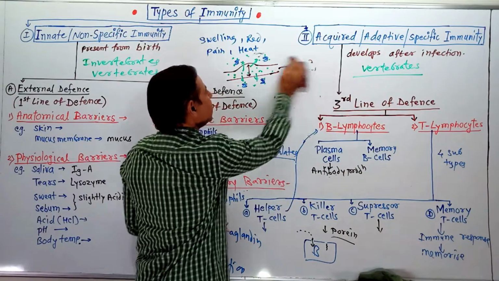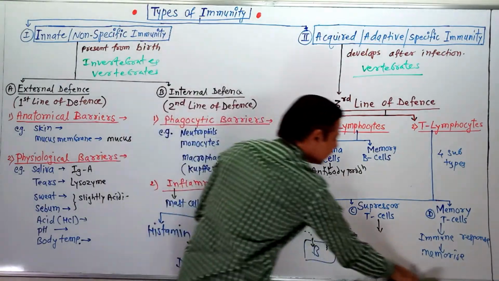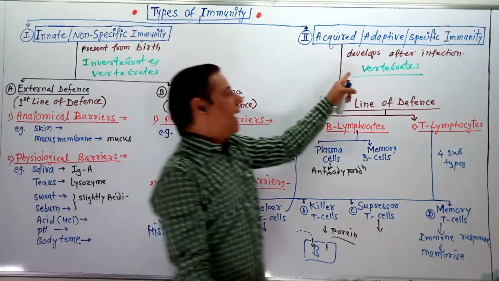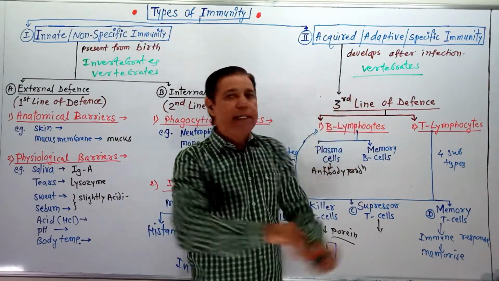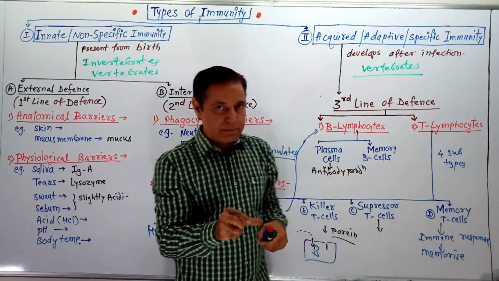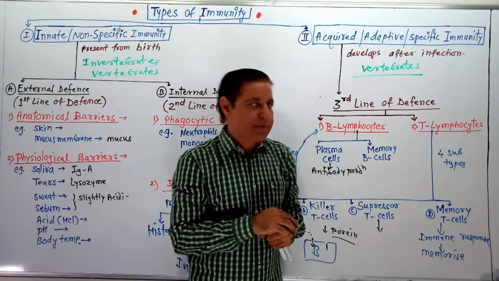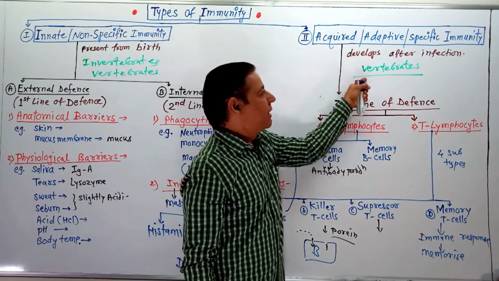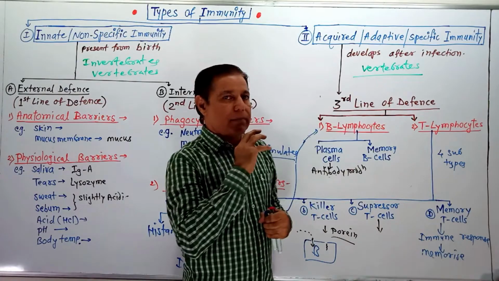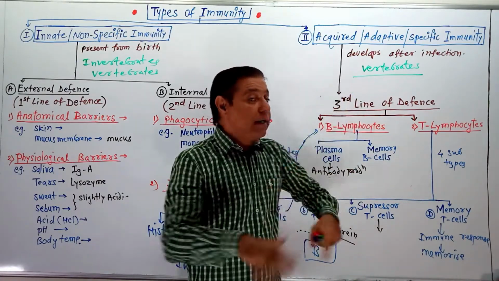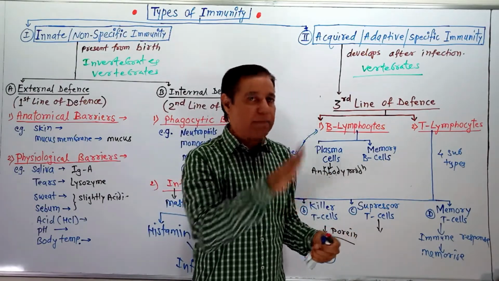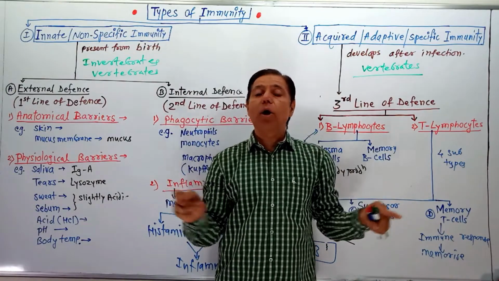Now we will study the second type of immunity, that is called acquired immunity, adaptive immunity or specific immunity. It is the characteristic feature of vertebrates only. It is absent in invertebrates. Vertebrates means the animals which have a vertebral column. This group includes higher chordates. Human beings are also vertebrates. This immunity develops after infection. If any individual, any vertebrate, suffers from any type of infection, then acquired immunity develops inside. That is why it is called acquired or adaptive. It is a type of adaptation, and it is considered the third line of defense.